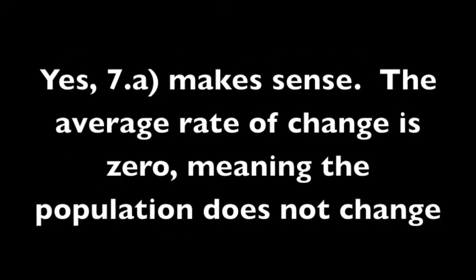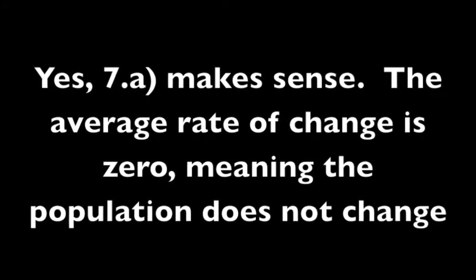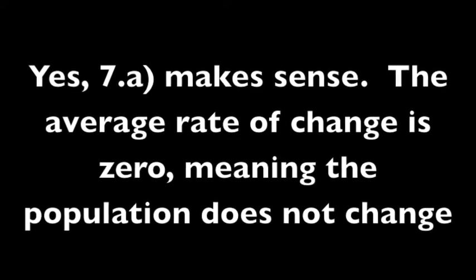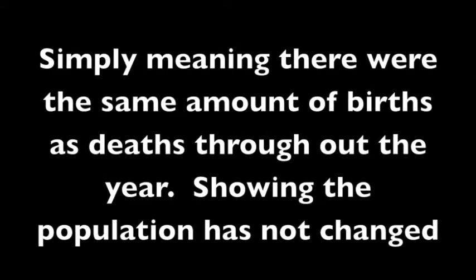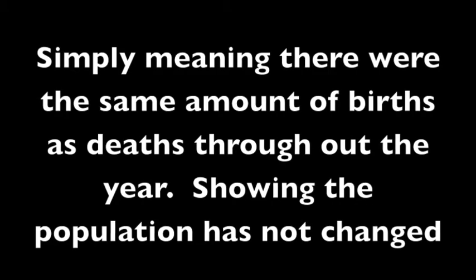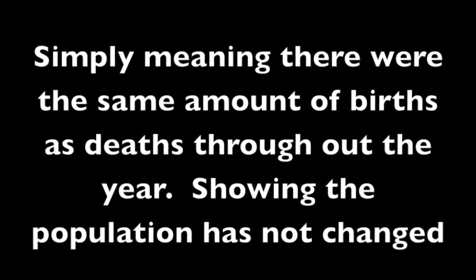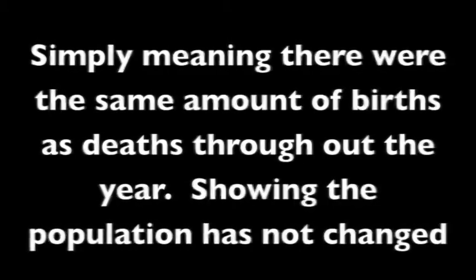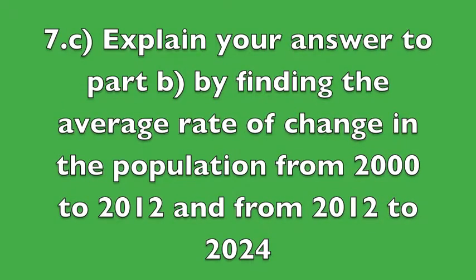Personally, yes, 7a makes sense. The average rate of change is 0, meaning the population doesn't change. This simply means there were the same amount of births as deaths throughout the years, showing the population has not changed. Now let's move on to 7c.